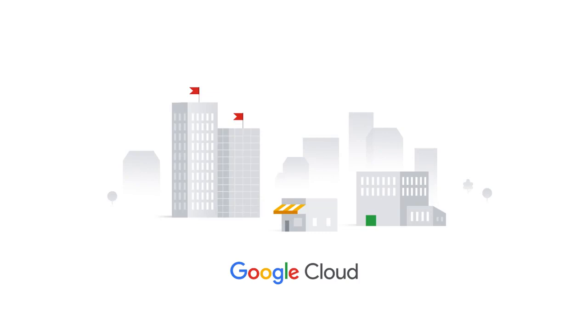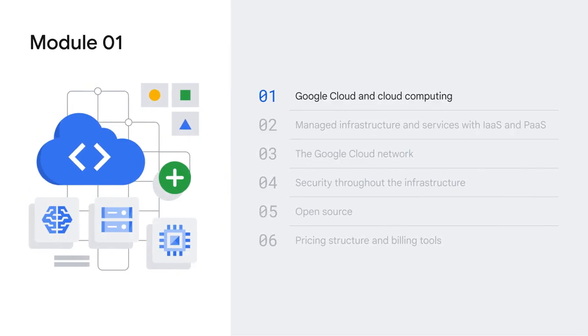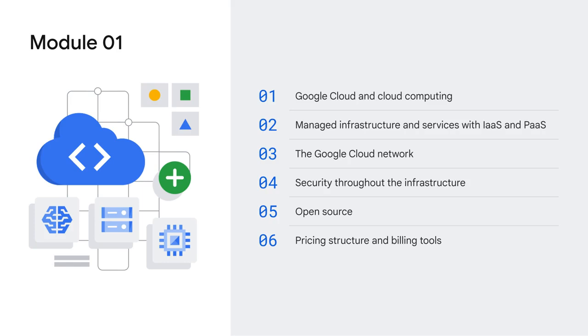Before you go, let's take a few minutes to review what we've covered. In Module 1, you were introduced to Google Cloud and cloud computing. Specifically, you explored the concept of managed infrastructure and managed services through IaaS, Infrastructure as a Service, and PaaS, Platform as a Service, the Google Cloud Network, Google Cloud's focus on security throughout our infrastructure, how Google publishes key elements of technology using open source licenses, and Google Cloud's pricing structure and billing tools.